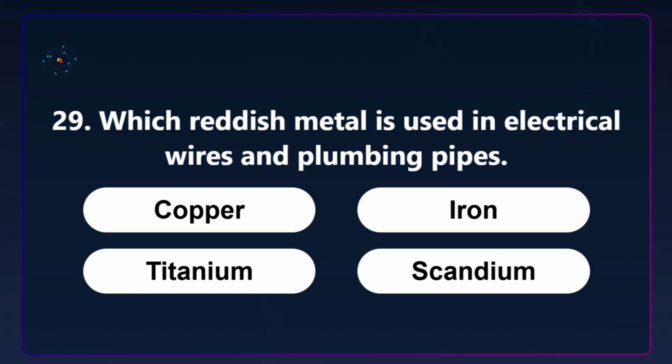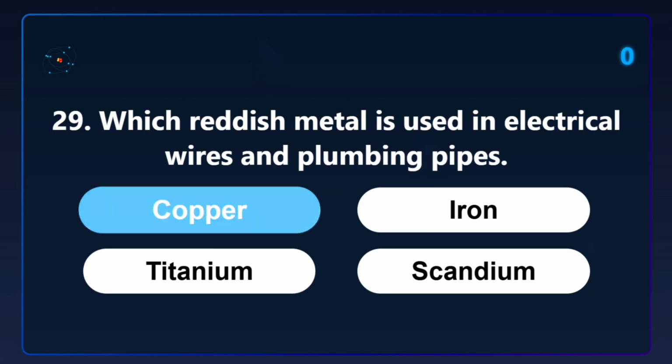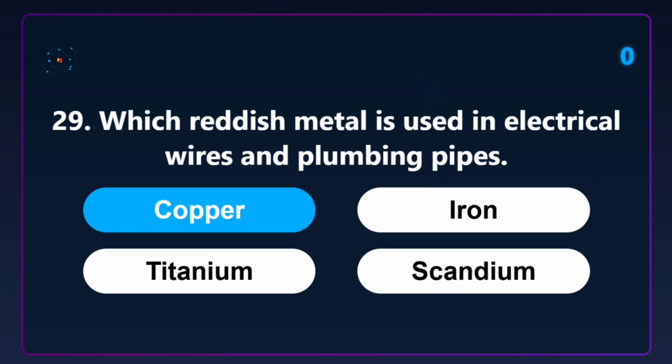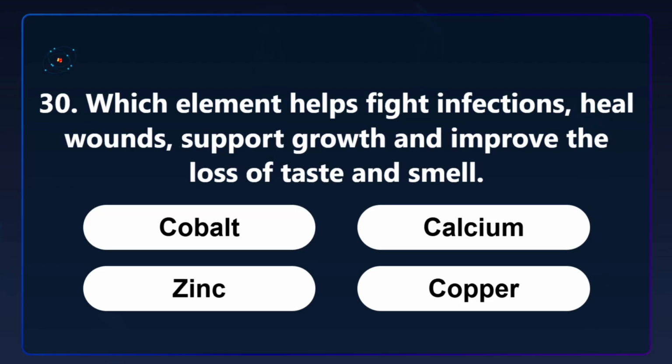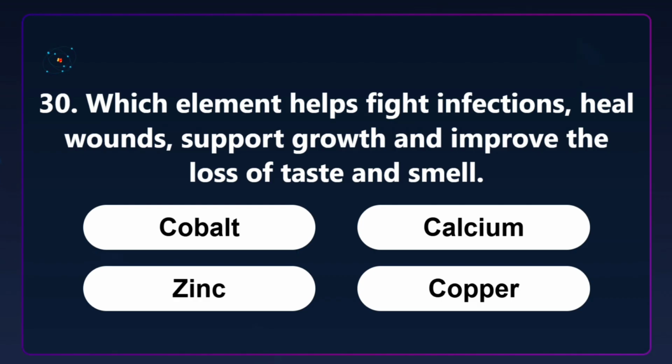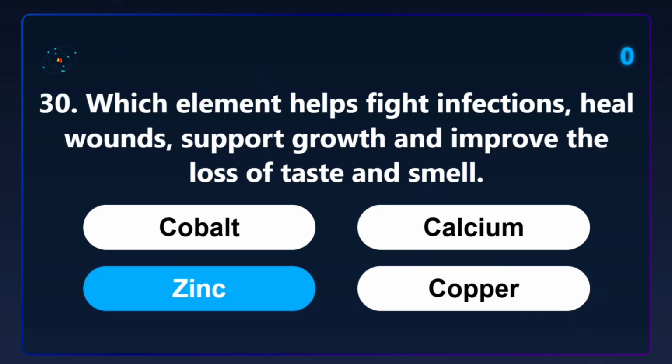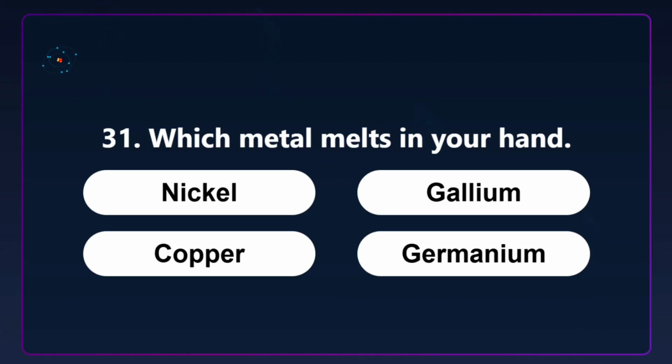Question 29. Which reddish metal is used in electrical wires and plumbing pipes? The answer is copper. Question 30. Which element helps fight infections, heal wounds, support growth, and improve the loss of taste and smell? The answer is zinc.